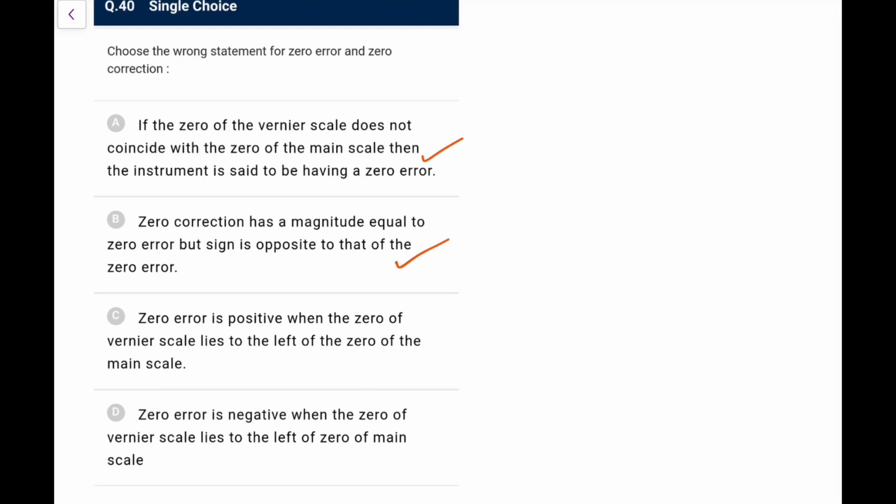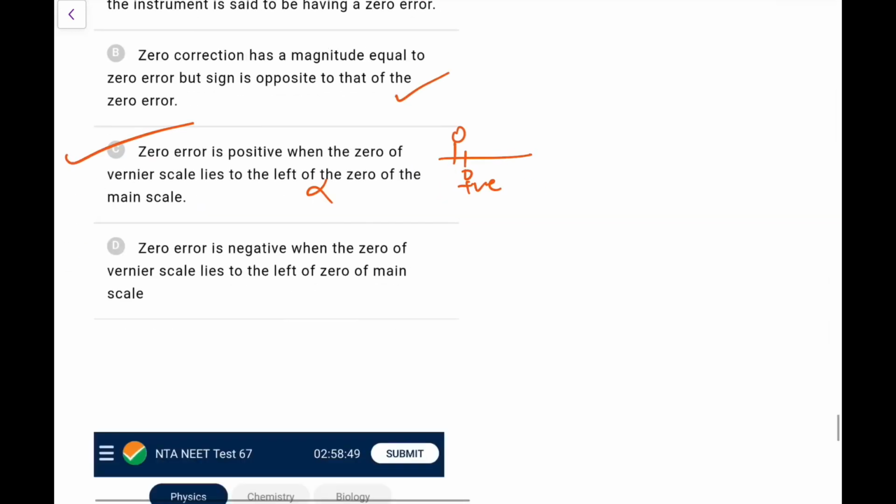No, it is positive when it is to the right. It would be like this. This is the main 0, this vernier 0 has to be like this for positive error. So this one is wrong, that means this would be my answer. And again, D is right from this logic, so C is the answer here.